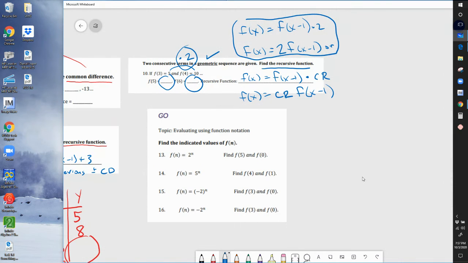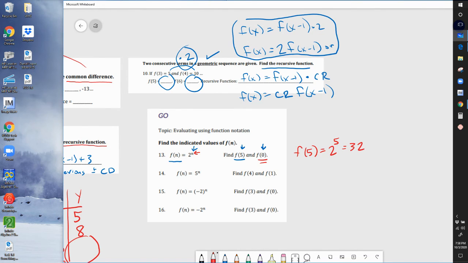All right, this next section is just saying find the indicated value of f of n. So you're solving for f of n, and it gives you a couple x values to test. So it says find f of 5. Let's go ahead and just do that one. Okay, f of 5 means x equals 5, or n in this case. So everywhere you see an n in the equation, you're going to plug in a 5, which is right there. Okay, so f of n, or f of 5, equals 2 to the 5th power, which equals what? And then you just solve that. And so the answer, of course, is 32.